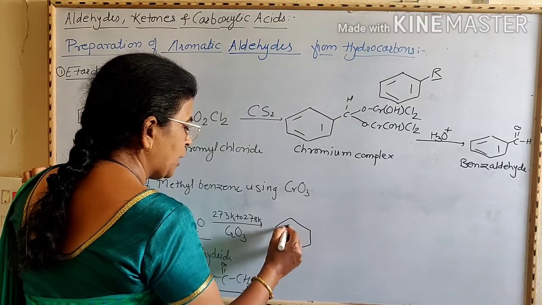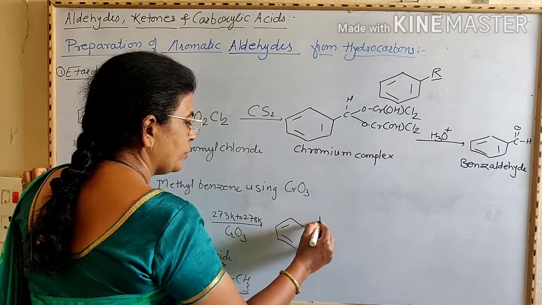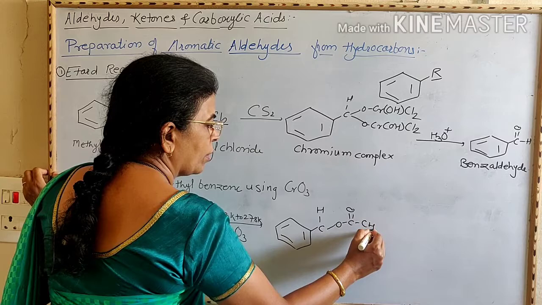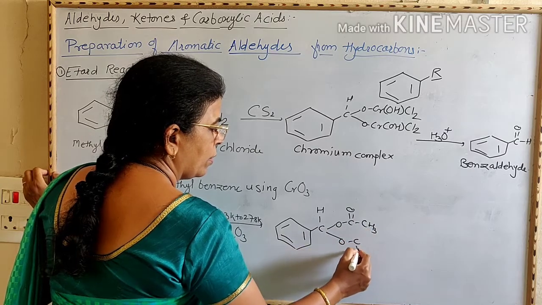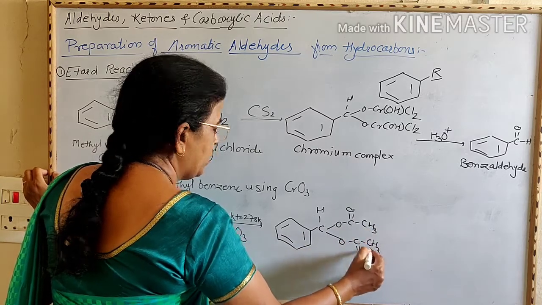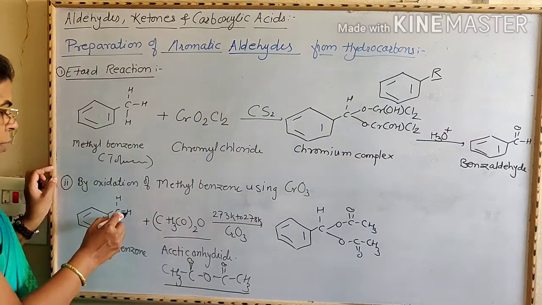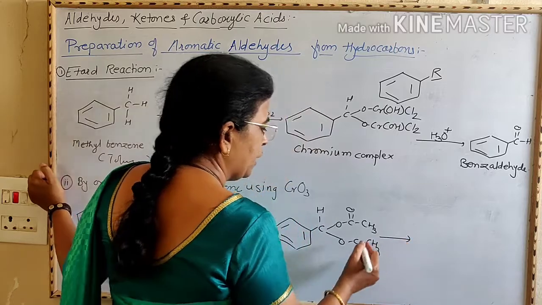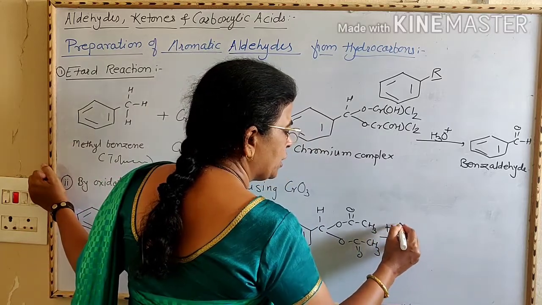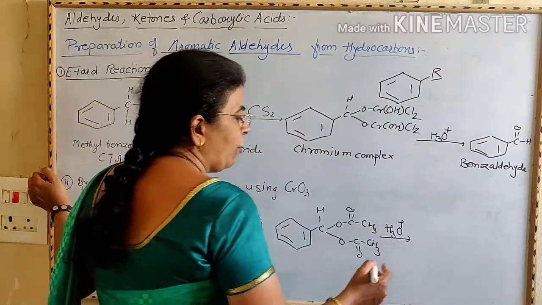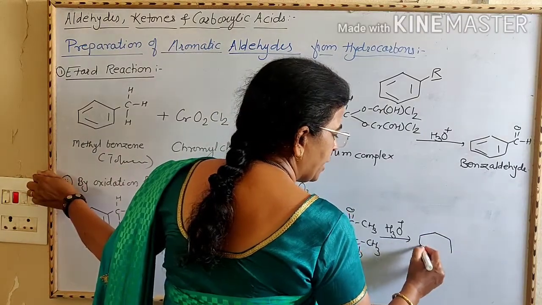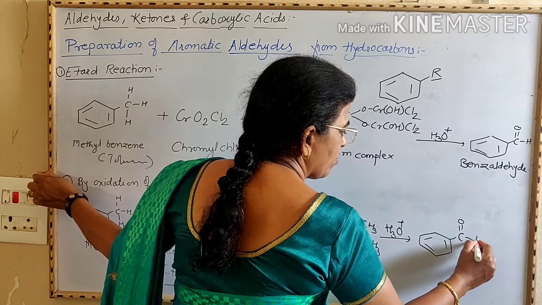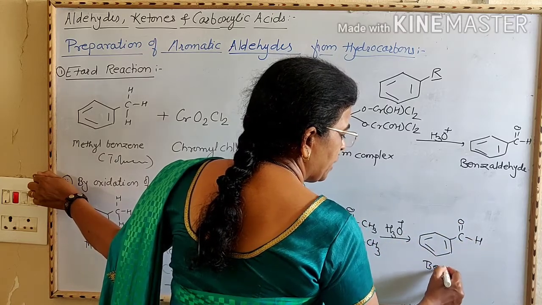This intermediate is like this. Here acetylation of the hydrogen atoms is carried out, and this intermediate then undergoes acid hydrolysis. Then formation of aldehyde takes place, that is benzaldehyde is formed. This is benzaldehyde.